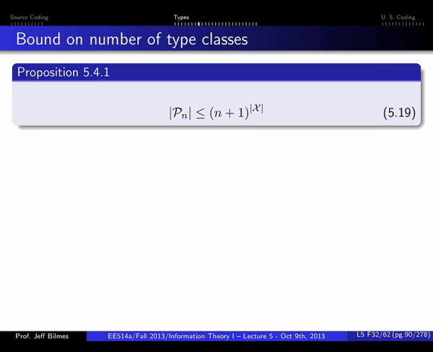And this is a much simpler bound. Remember, before we said the exact size of the type class was given by this choose expression, n plus x minus 1 choose x minus 1. Here it's an upper bound, but it's very easy to prove.